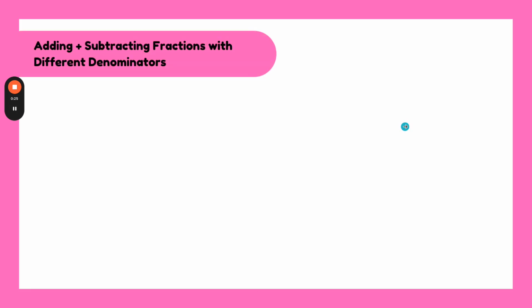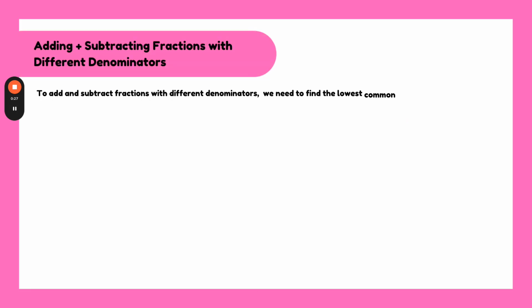So this is a continuation from our last video where we looked at adding and subtracting fractions that have the same denominator. So in this second part, we'll be looking at how to add fractions and subtract fractions that have different denominators. To add and subtract fractions with different denominators, we first of all need to find a lowest common denominator between the two fractions we are either adding or subtracting.